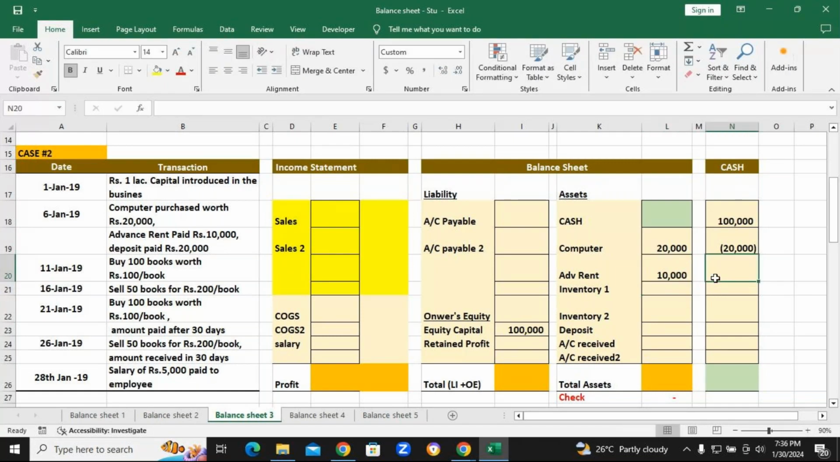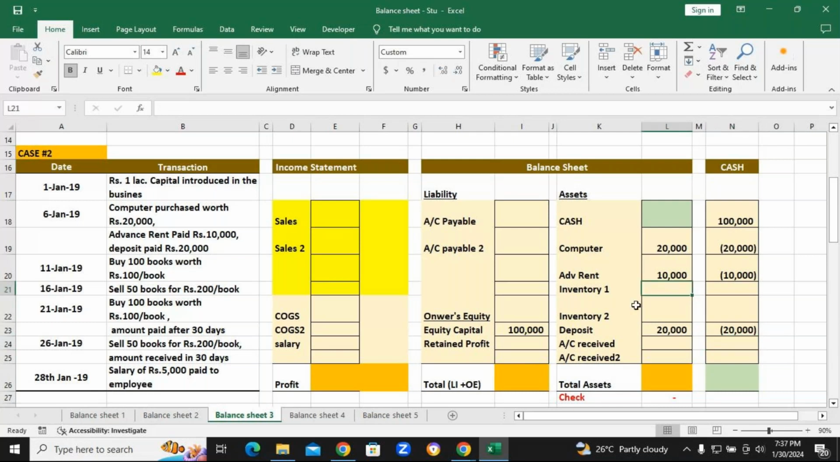And here I am paying it. So I'll show this value in negative terms, 10,000. So next is deposit. Deposit 20,000, I am making the payment. So deposit 20,000 equals 20,000. I am paying it, so money is going out of the business. So 20,000.